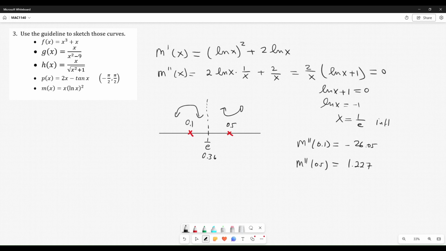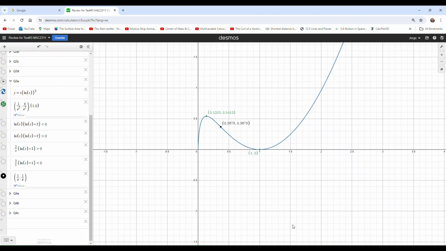Inflection point. Okay, by the way, the inflection point is located at the point. You evaluate the function at the inflection point, at 1 over e, and the answer is 1 over e. And the point is 1 over e, 1 over e, the inflection point. Let's see everything together and let's move.